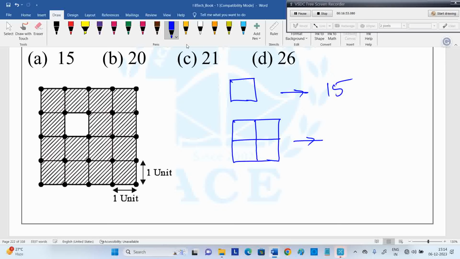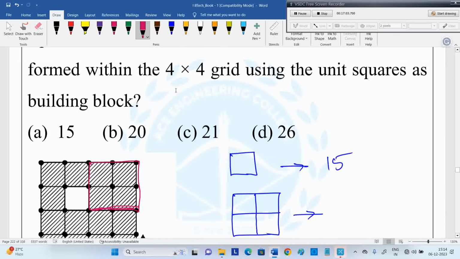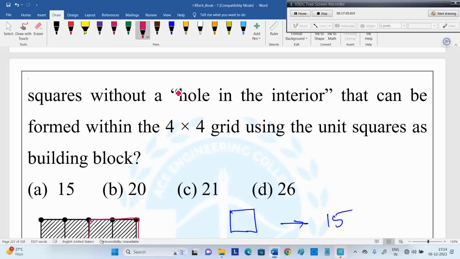2 rows, 2 columns combination. I am showing you one among that here. This is one. Without hole in the condition is what? You just see the question again. Without a hole in the interior. Hole means unshaded part. That also clearly specified. Hole is nothing but unshaded part.